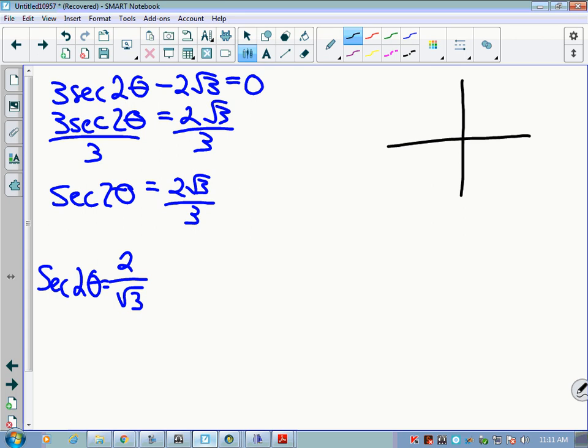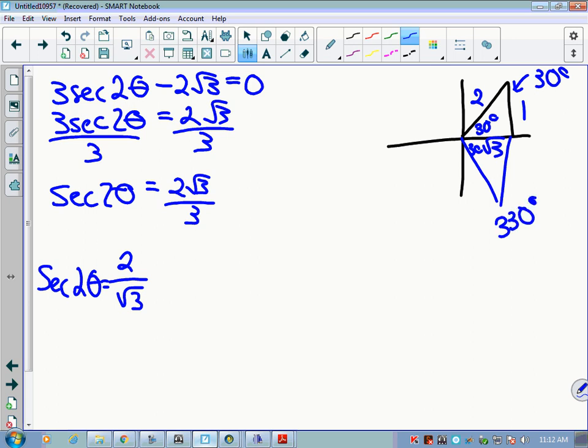Secant is reciprocal to what? Cosine. All right, so what we're seeing there is hypotenuse over adjacent. So we should wind up with something like this, where I've got 2 and radical 3 down here and 1. So my degrees there are 30. Is that the only place where I'm going to get that, though? All right, should also get it down here, correct? So this is 30. This should be 330, correct? All right, make sure. All right, and 2 theta.